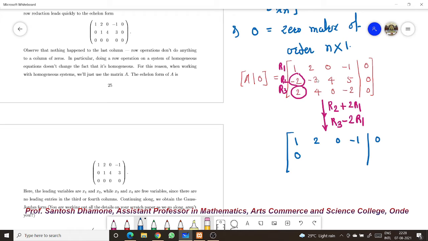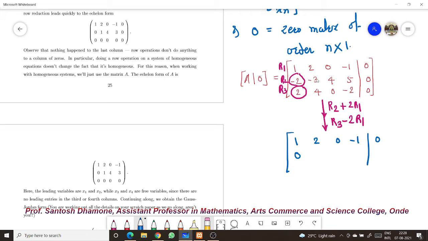In particular, doing row operations on a system of homogeneous equations doesn't change the fact that it's homogeneous. For this reason, when working with a homogeneous system, we will just use the matrix A. The echelon form of A is matrix A.